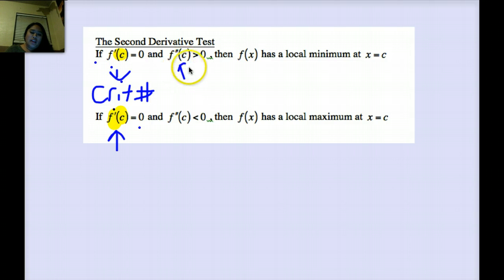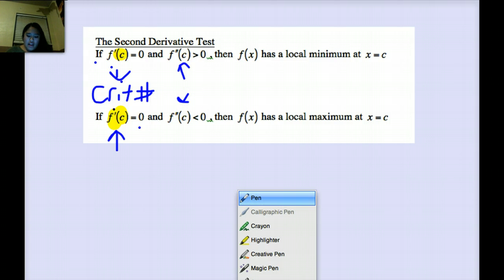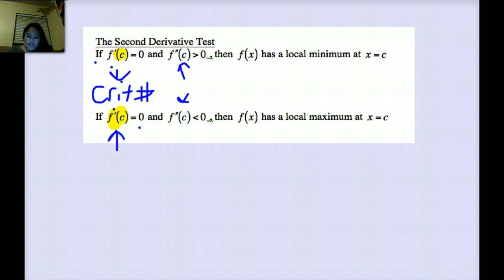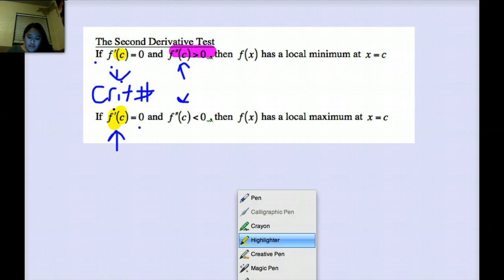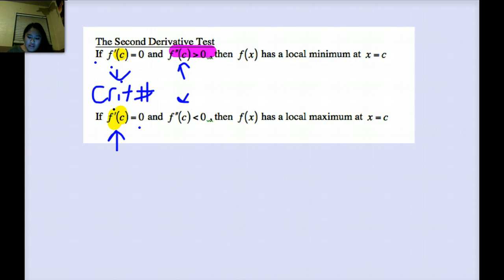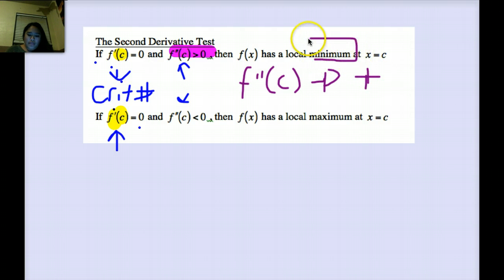So what this is telling you to do is, once you find your critical number, you are going to plug it into f double prime, or the second derivative. And here's where you start the interpretation. If it is greater than 0, which also means your answer, f double prime of c, is positive, right? Greater than 0 is positive. Then you're actually going to have a minimum.